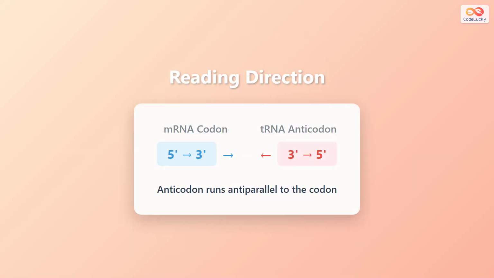An important feature of codon-anticodon pairing is that they run in opposite directions, which we call antiparallel. The mRNA codon is read in the 5' to 3' direction, while the tRNA anticodon runs in the 3' to 5' direction. This antiparallel arrangement is similar to how the 2 strands of DNA run in opposite directions. This orientation is essential for the proper binding and recognition between the codon and anticodon during translation.